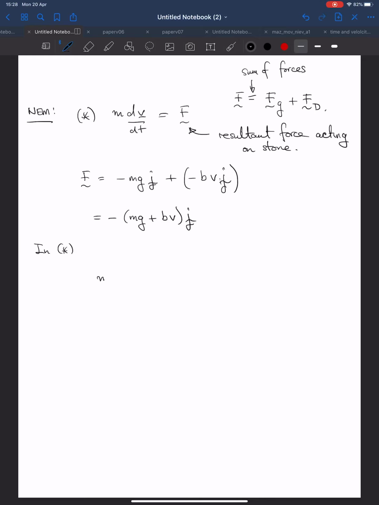Okay, so this now goes into the equation, call it star. What you'll have is m, using the representation of the vector v, dv by dt, j, equals minus mg plus bv, j. Now, these two vectors on the left and the right are only equal if the components are equal. So this means that we get this.